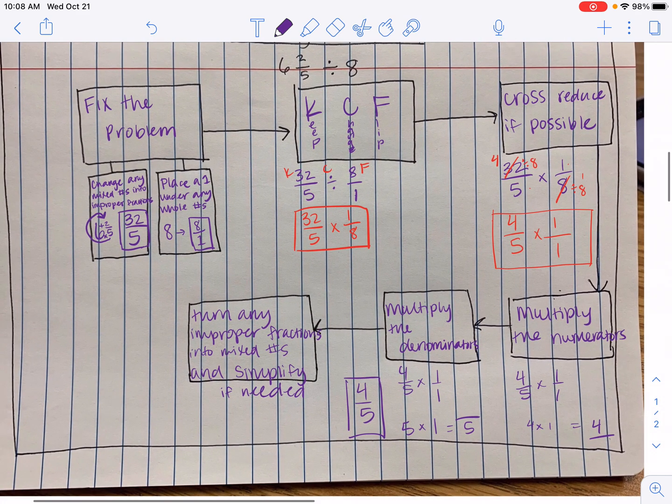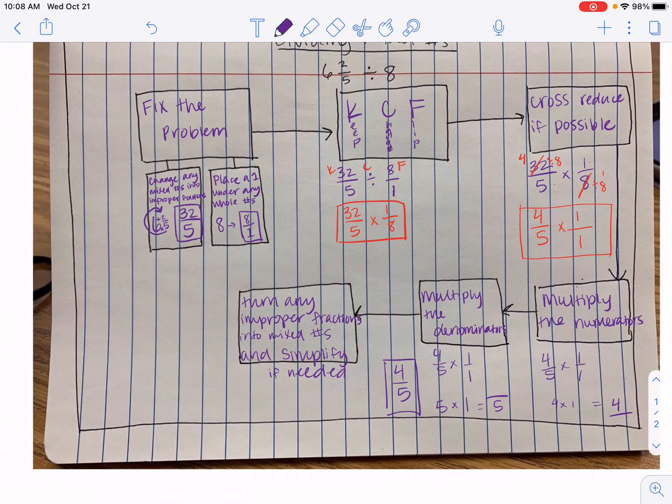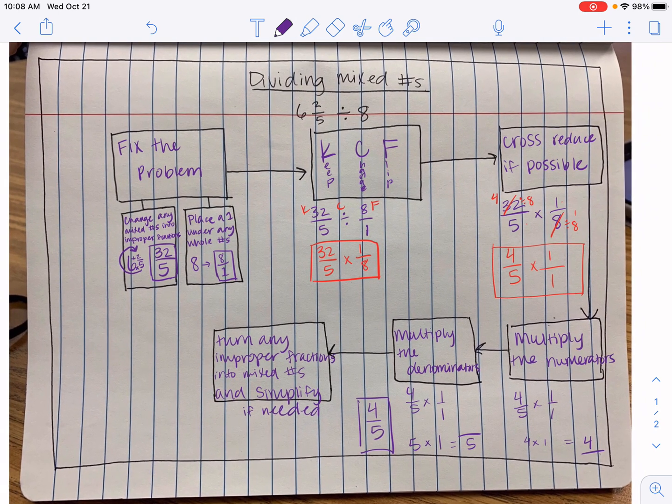This is a great place to pause it so you can make sure you have everything and you've shown every step so that you know what to do. Please don't try to skip steps. Don't try to fix the problem and do keep, change, flip in the same step, or you will probably make a mistake. Don't try to cross reduce and multiply in exactly the same step. Please take it step by step. Promise you're not going to get through with it that much faster, and it also doesn't help you if you get it wrong.